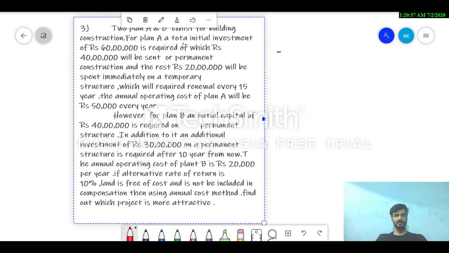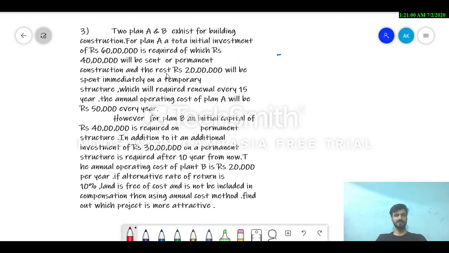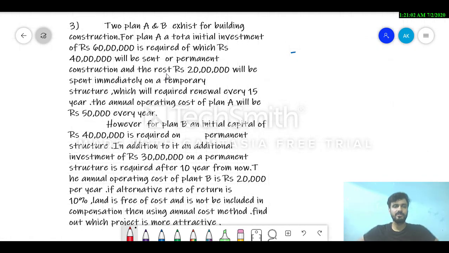So, my dear student, in this lecture today, I am going to discuss some numericals on the basis of annualized cost. Already I have discussed two to three numericals on the basis of annualized cost. There is a different type of numerical that you are going to see in this particular lecture, on the basis of permanent structure.